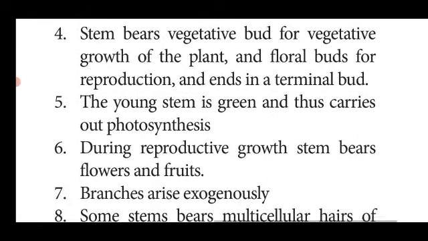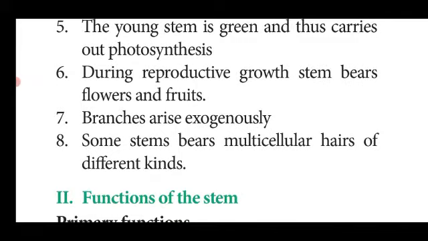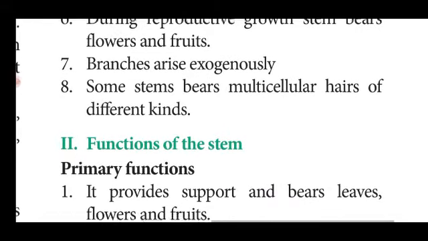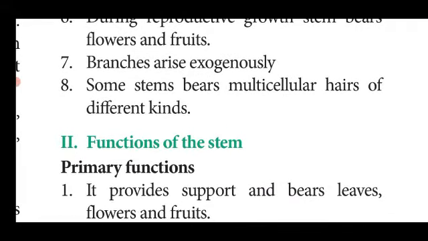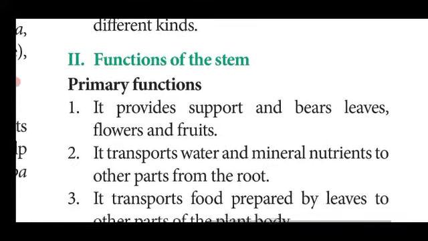The stem bears vegetative buds for vegetative growth of the plant and floral buds for reproduction, and ends in the terminal bud. The young stem is green and thus carries out photosynthesis. During reproductive growth, the stem bears flowers and fruits. The branches arise exogenously, that is, outside the pericycle. Some stems bear multicellular hairs of different kinds.